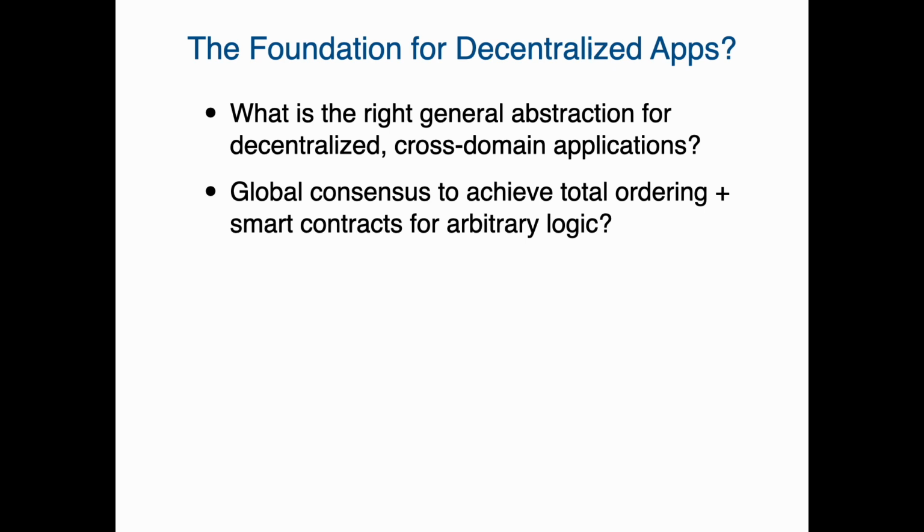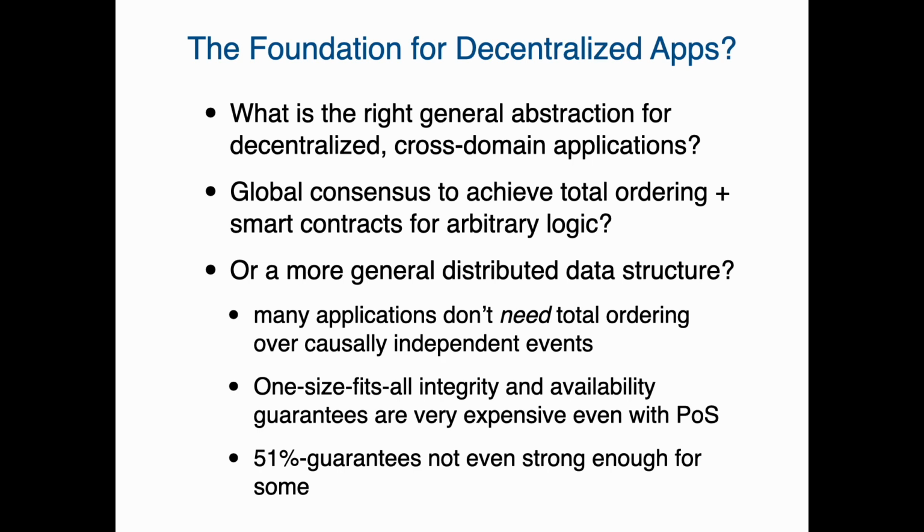But I'm going to want to focus on an alternative, which is maybe what we should be doing is thinking about blockchains as general distributed data structures, as an instance of something more general, and then designing systems around something more general. And so the observation here is that, yes, total ordering is great. It's a very simplifying abstraction, but many applications don't actually need total ordering. So others have observed this, of course. If you have causally independent events, they don't need to be totally ordered.